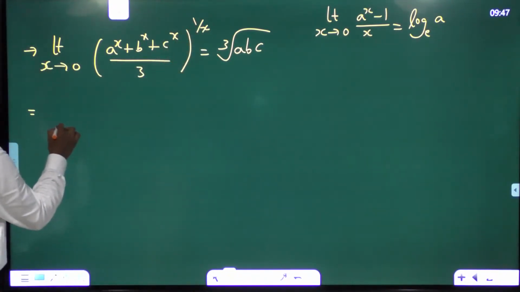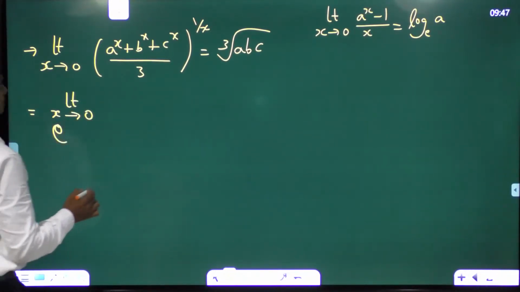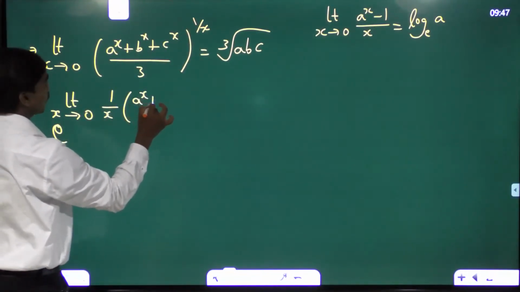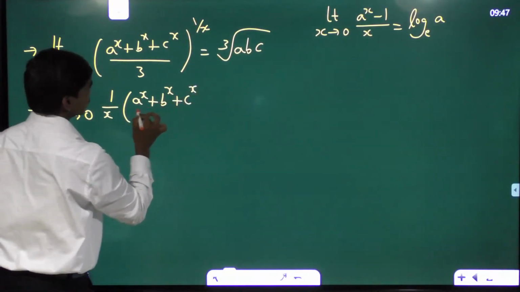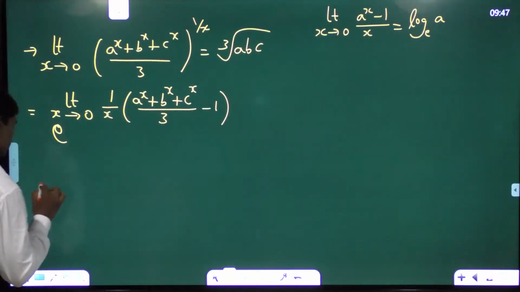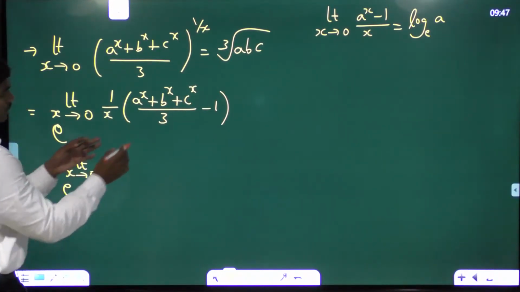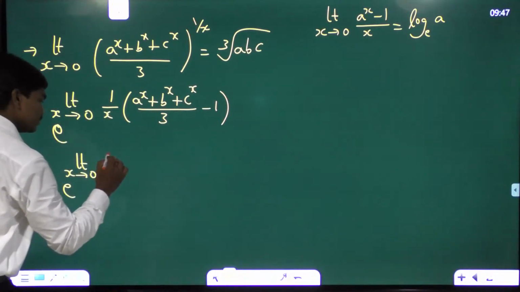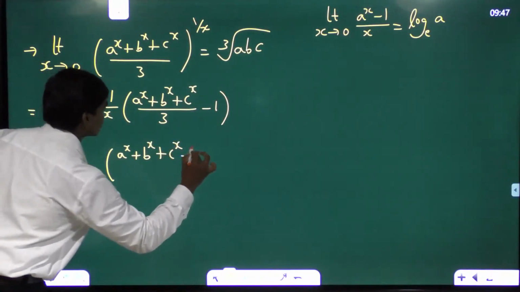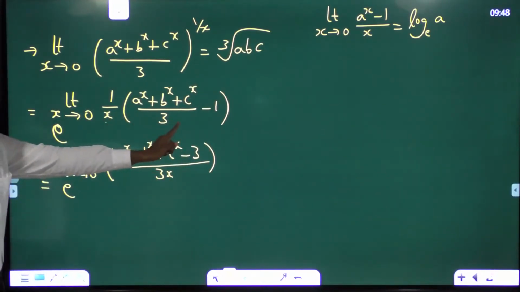So applying the shortcut notation that we adopted, e power limit x tends to 0, g of x, which is 1 by x, into f of x minus 1: a power x plus b power x plus c power x divided by 3, minus 1. This is the limit that we are going to evaluate now. So this is equal to e power limit x tends to 0. Now see carefully. Can I take LCM here? If I take LCM, I'll have a power x plus b power x plus c power x minus 3 divided by 3x. Of course, this x comes from here; we multiplied inside the bracket.